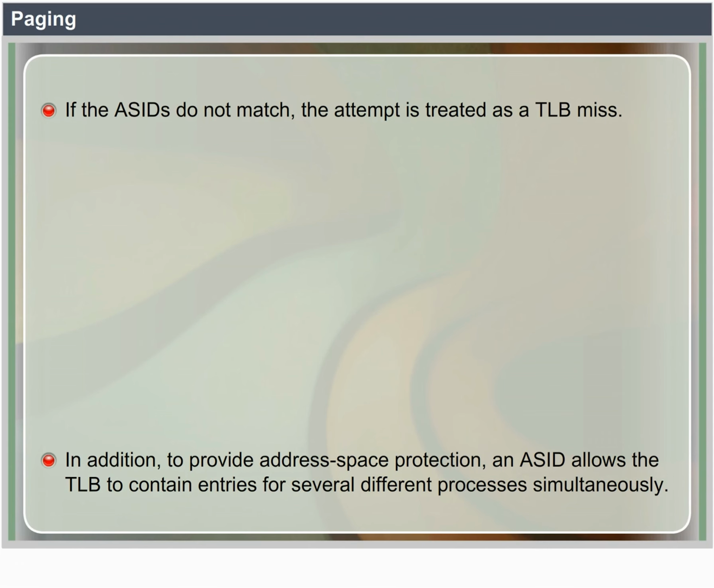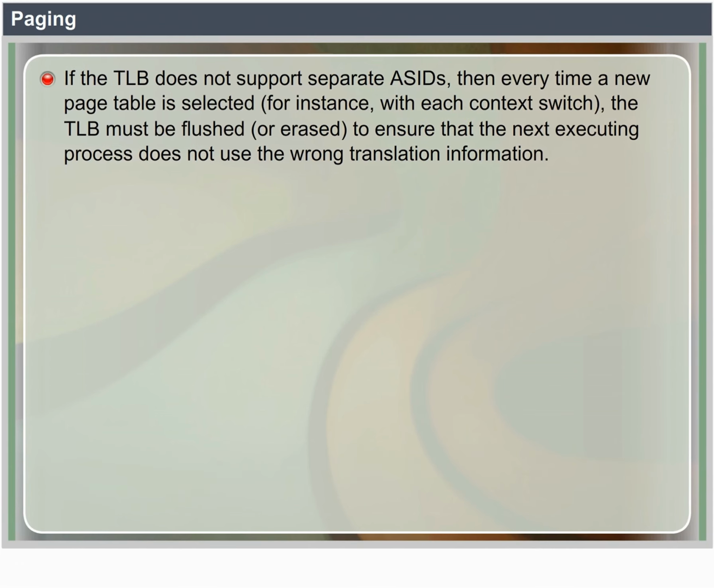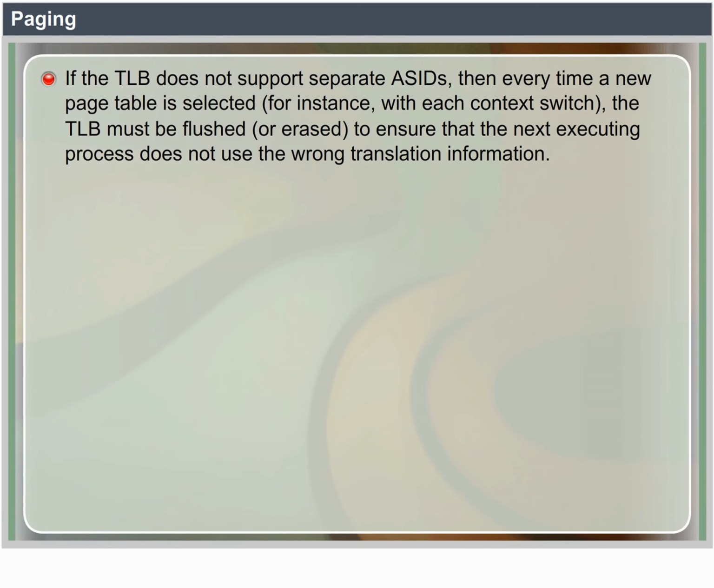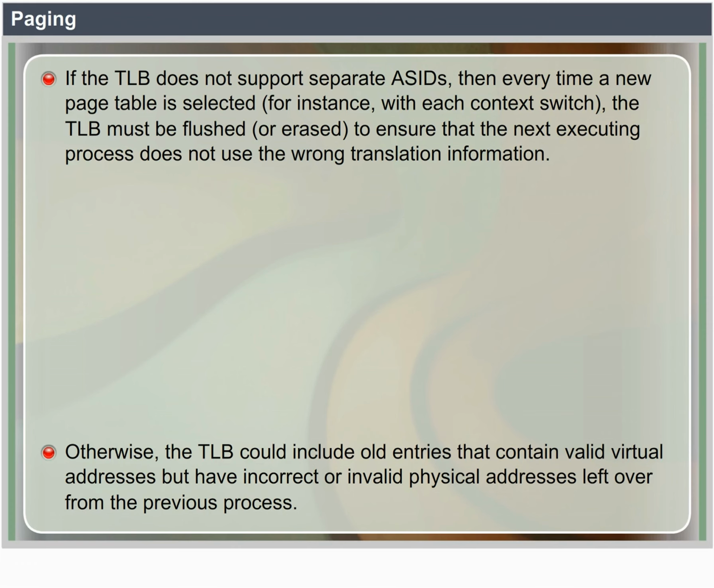If the TLB does not support separate ASIDs, then every time a new page table is selected, for instance with each context switch, the TLB must be flushed or erased to ensure that the next executing process does not use the wrong translation information. Otherwise, the TLB could include old entries that contain valid virtual addresses but have incorrect or invalid physical addresses left over from the previous process.